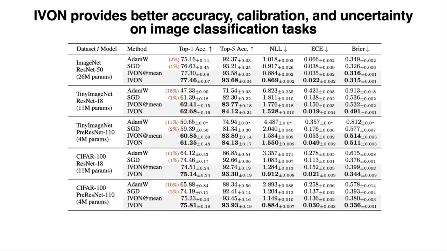Here we show further results in image classification tasks with different models, and we find that models trained with IVON, even at the learned mean, provide better downstream performance, but also better calibration and uncertainty than models trained with SGD or with AdamW. And when using the approximate posterior in order to sample models and average their predictions, here with 64 models, we find further improvements in terms of accuracy, calibration, and uncertainty.